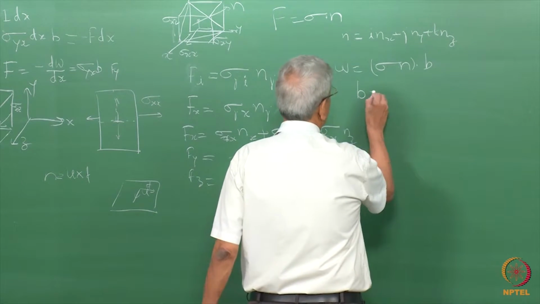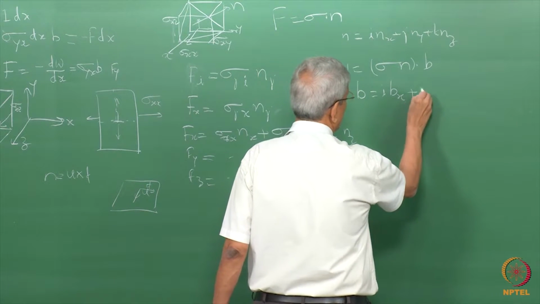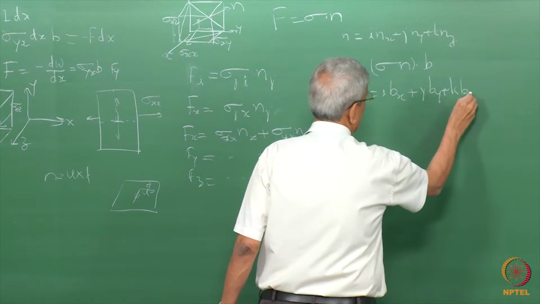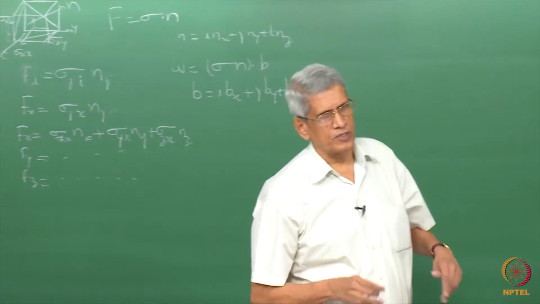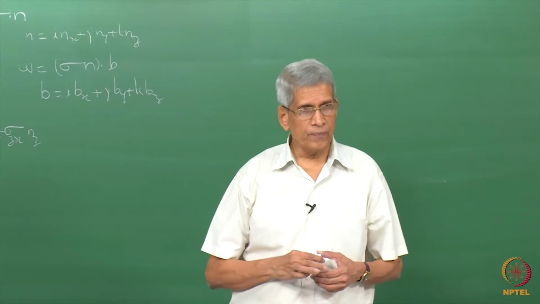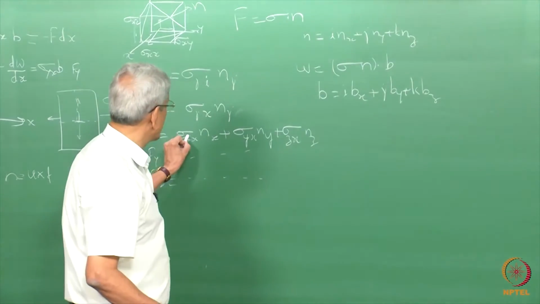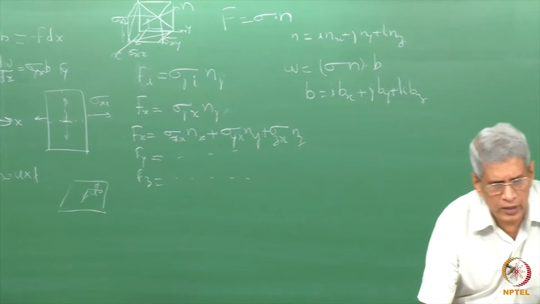Then b can be defined, in generalized form, as i into bx plus j into by plus k into bz. These are all the components of b in the x, y and z directions of the coordinate system which we have chosen. Then when we take this product, that is what essentially is being shown in this slide.